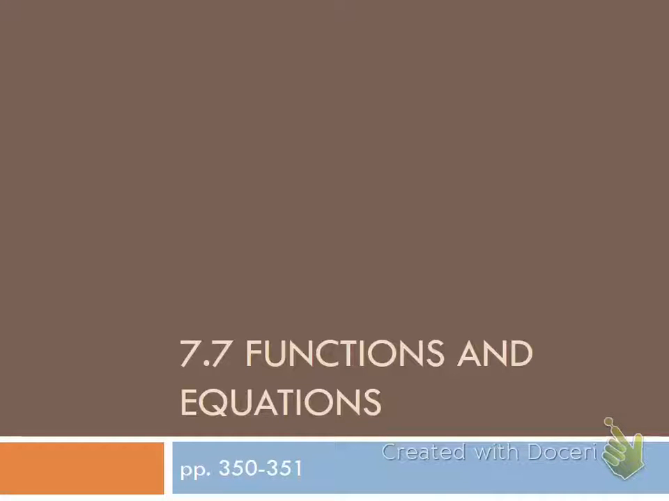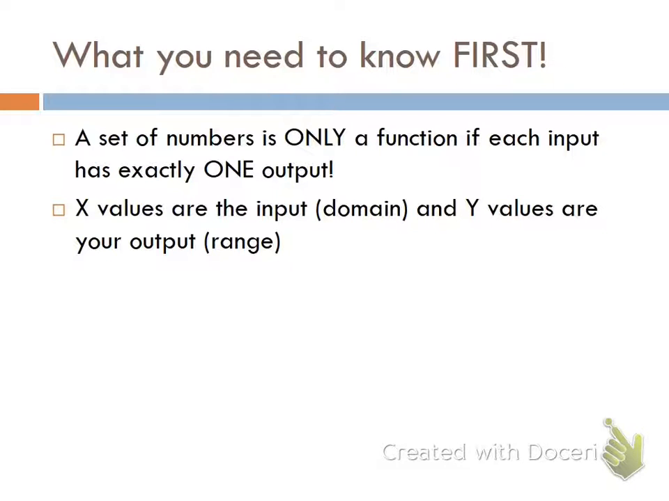Today we're in lesson 7.7, functions and equations. A couple things you need to know about a function before we get started. I'm going to start with the second bullet point: x values are what we call our input, and a set of x values is what we call the domain. Our y values are our output, and a set of y values in a table, like we'll see in a minute, is what we call the range. So x values are the input and y values are your output.